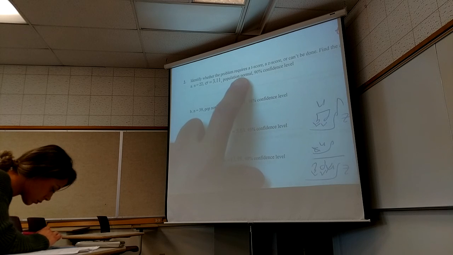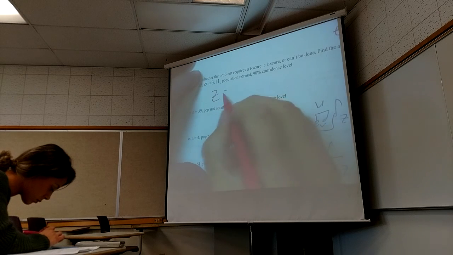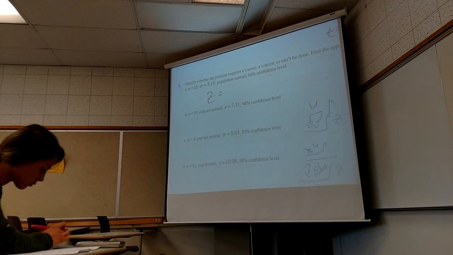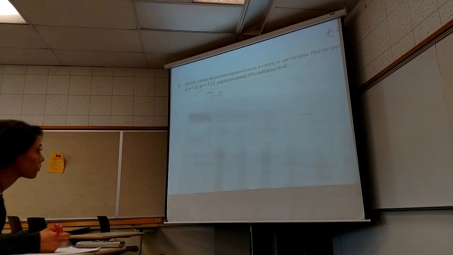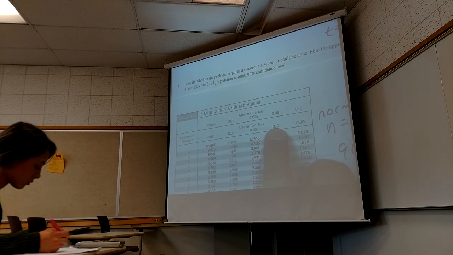Now, what then tells me which one I can use, Z or T? Which standard deviation do I know? I know sigma, so I'm allowed to use z-scores. Now watch this. I'm going to use the t-score chart to get the z-score. 90%, so I'm going to go here. 10% outside. And z-scores are all the way at the bottom. So 1.645.